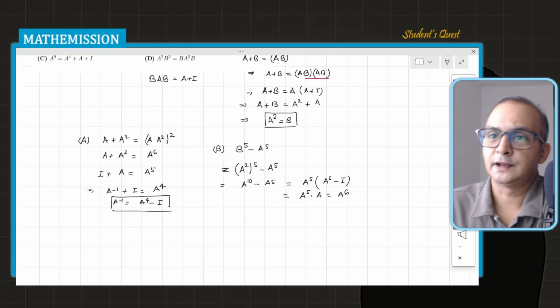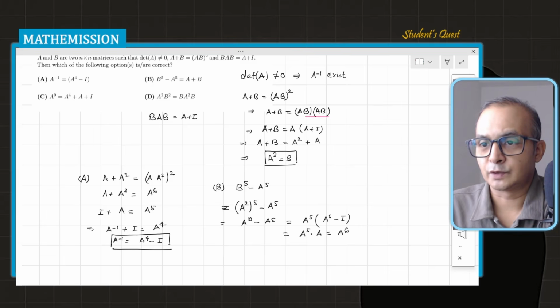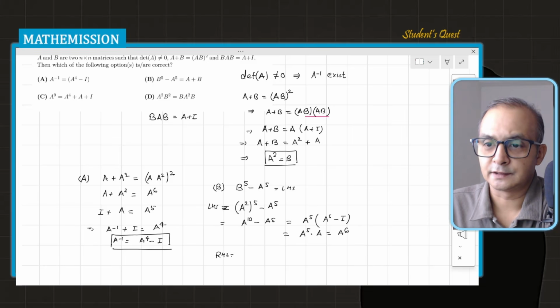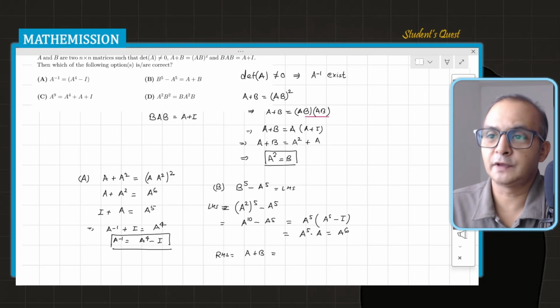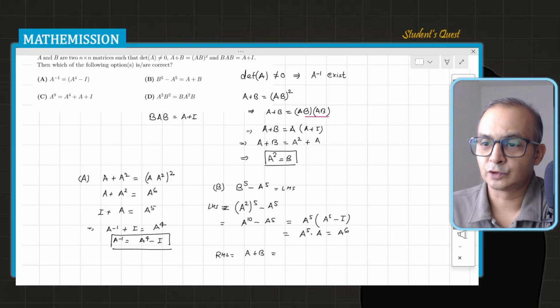Now this is our LHS for this part B. If the RHS comes out the same, our work will be over. So this was our LHS. Now what is the RHS? The right hand side is a plus b. But notice the b we have already found, that is a square. So this is going to be a plus a square.